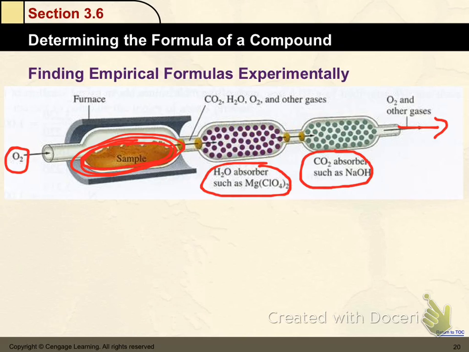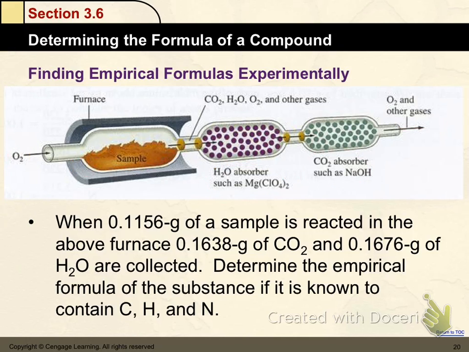Okay? So here's your test question. Let's see if you can get this one. It's a tricky one. Let's say that my sample is 0.1156 grams in total mass, and I put that in the furnace. And 0.1638 grams of CO2 and 0.1676 grams of water are collected. I want to see if you're wise enough to determine the empirical formula of the substance, if it is known to contain carbon, hydrogen, and nitrogen. All right, let's figure that out. All right, that's it.